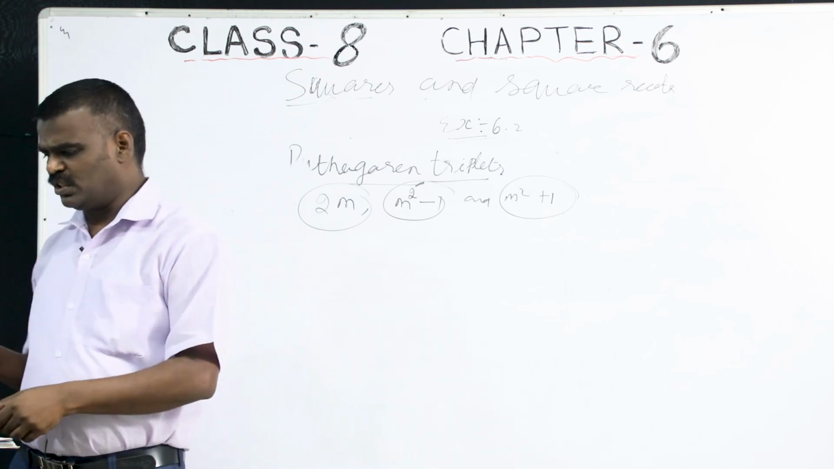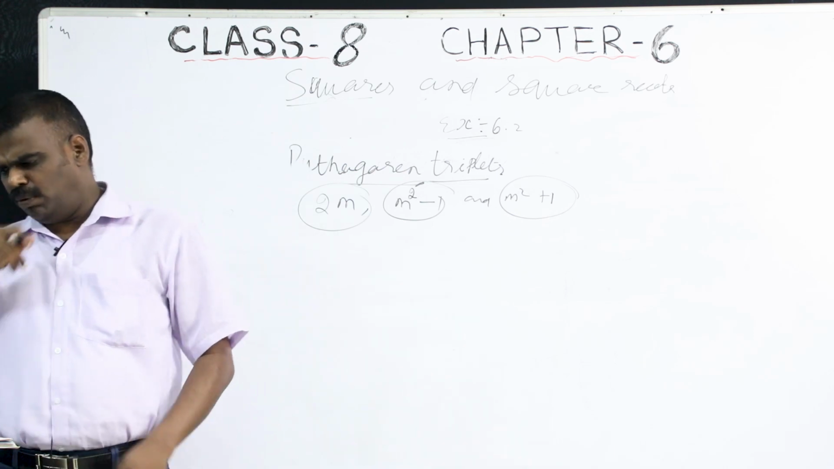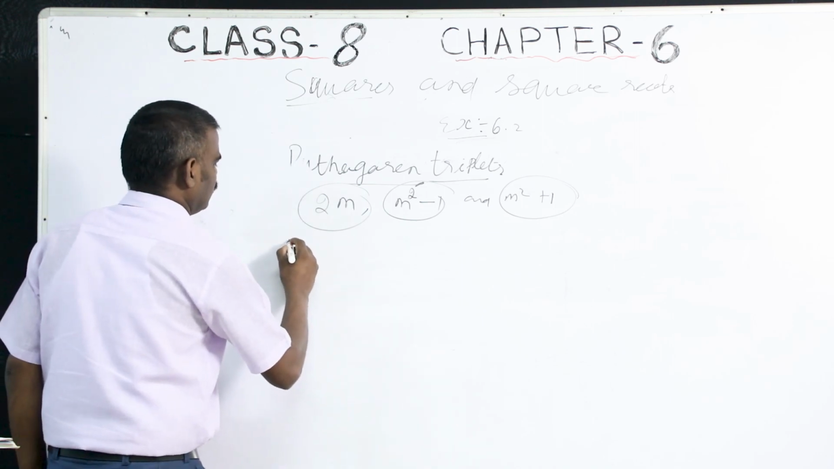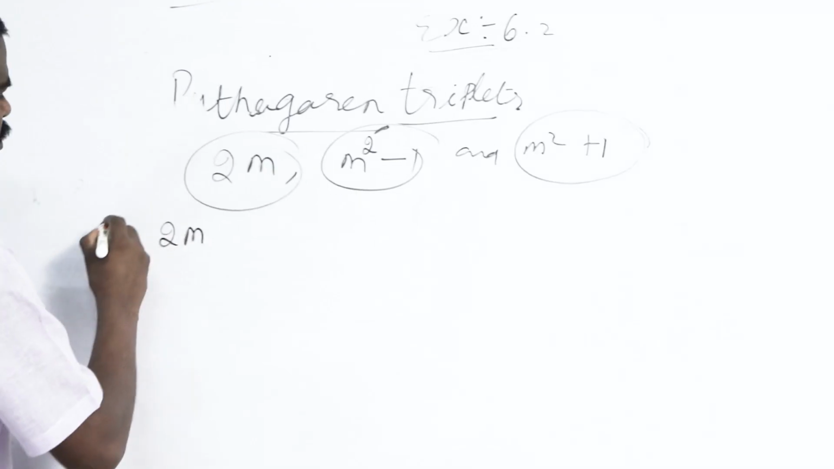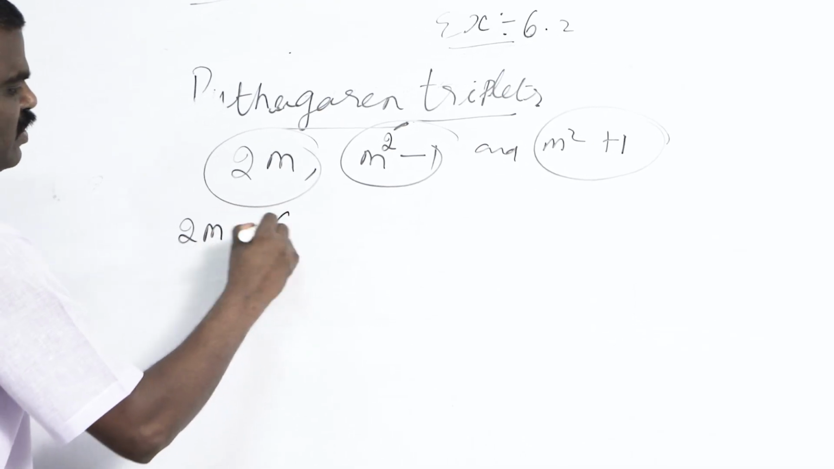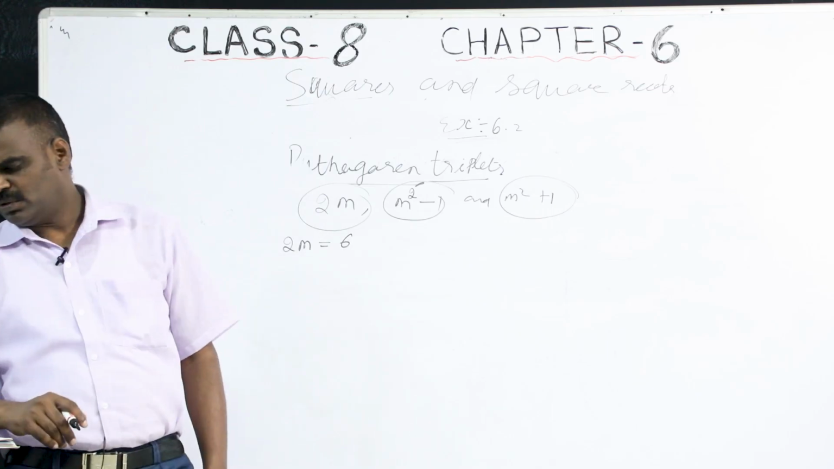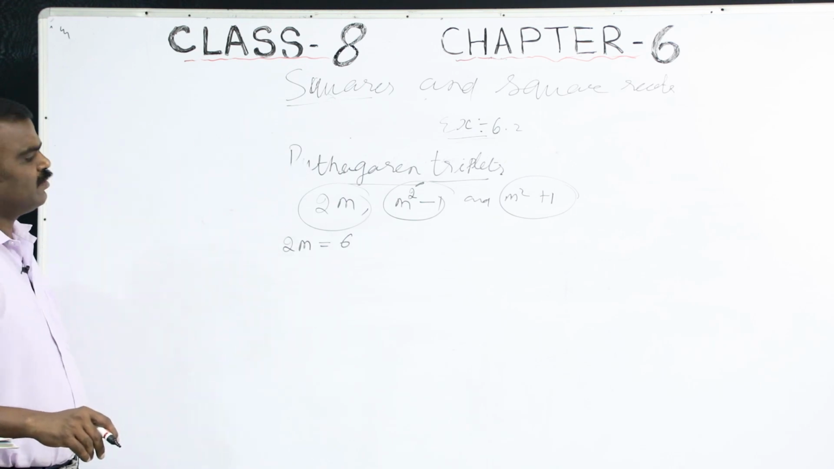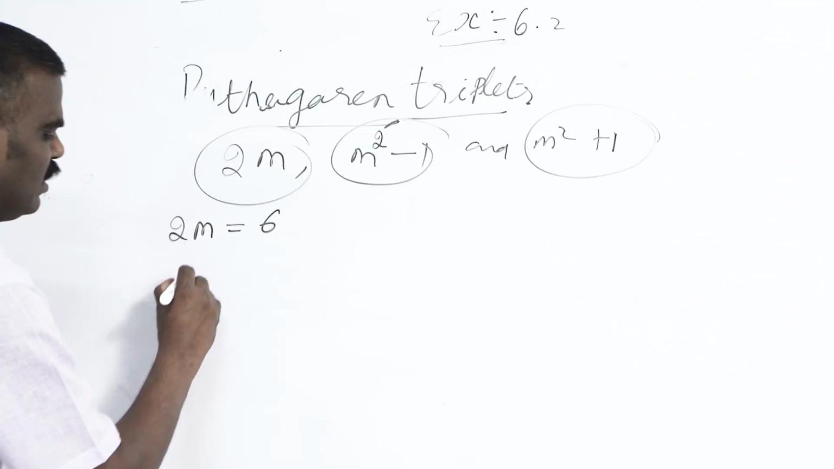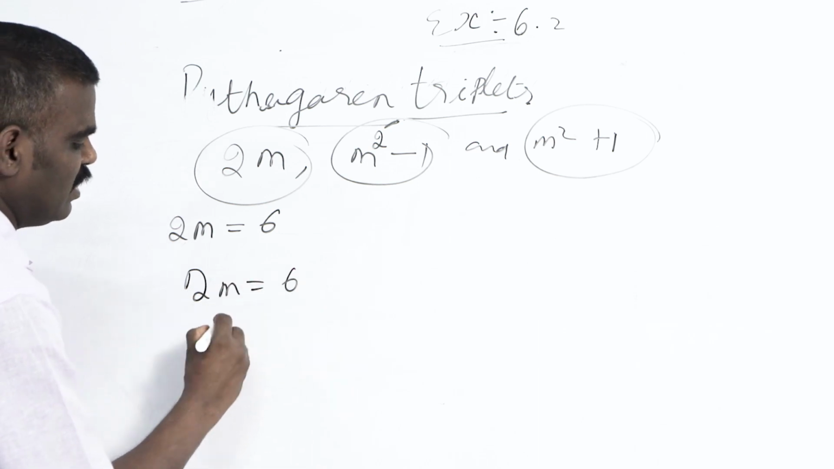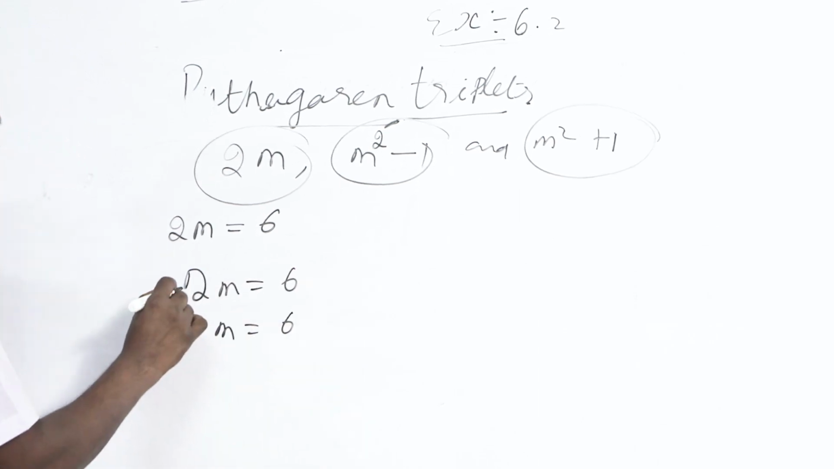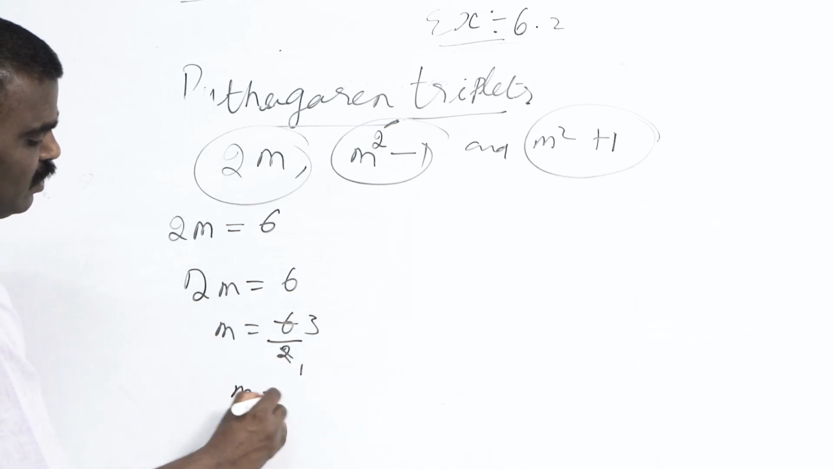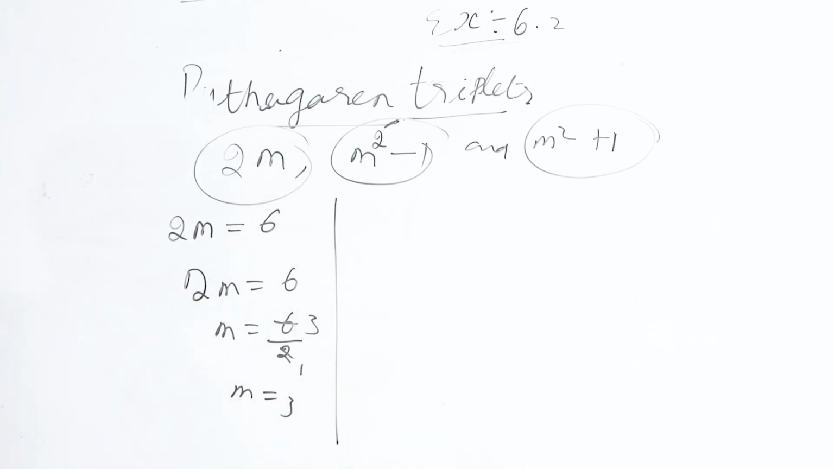Now, come here. Suppose a question is given, a number is given, 2m is equal to 6. So, how to find the other numbers? 2m is equal to 6, the number is a multiple, so the other side will divide. m is equal to 3.